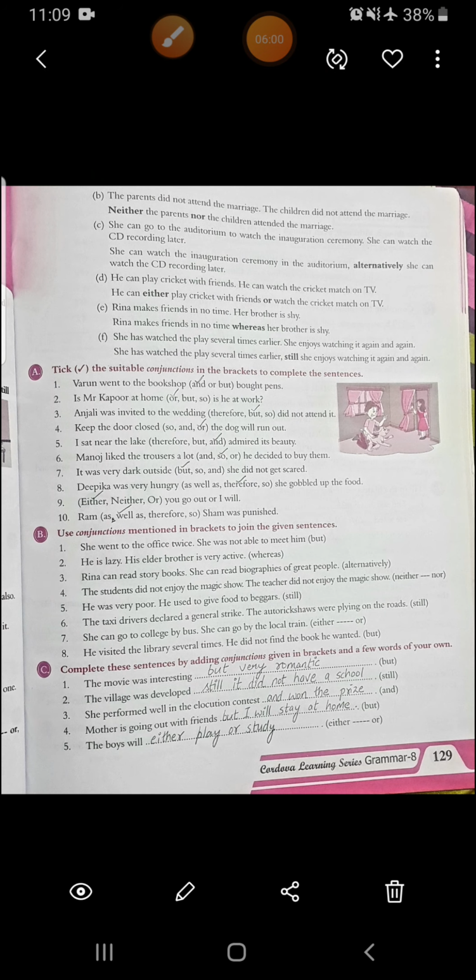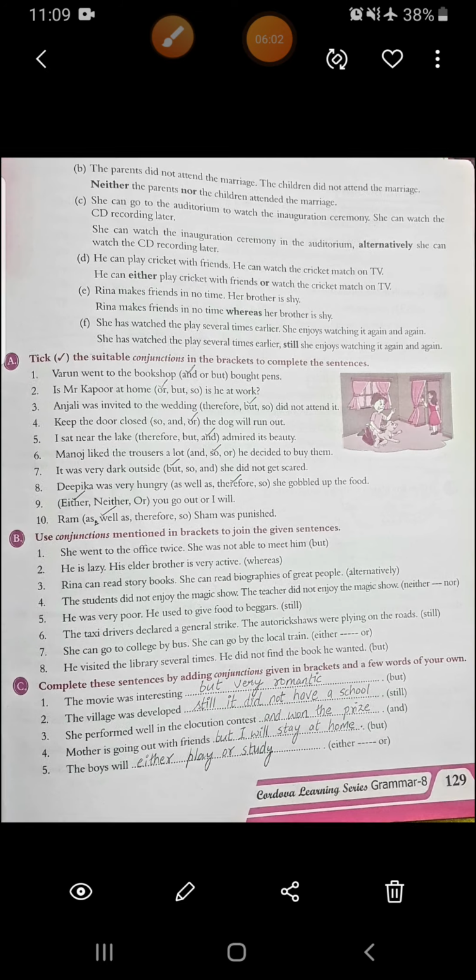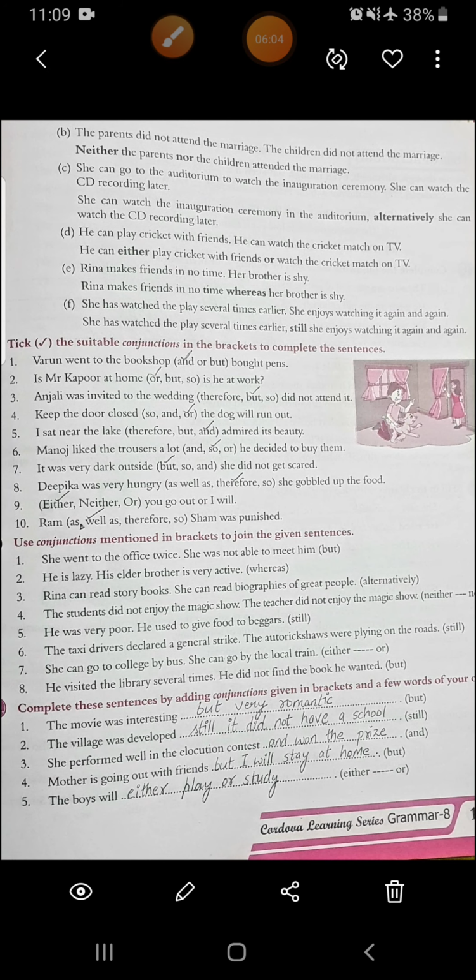Then B example is the parents did not attend the marriage. The children did not attend the marriage. So here we are using neither and nor. Neither the parents nor the children attended the marriage. So here we are using it in this way.